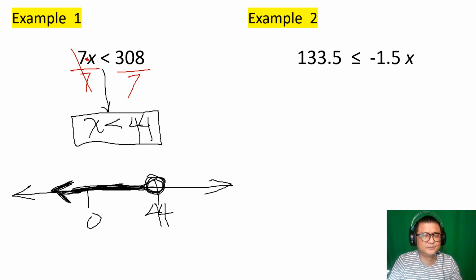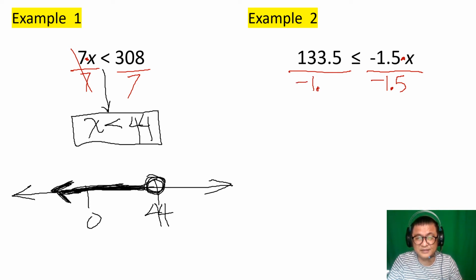Okay, are we good? All right, so let's try the next one. X wants to be alone. I see a times. The opposite of times is divide. Divide by negative 1.5. See, I'm emphasizing those words. Listen to what Ram said. Copy the sign. The x goes there.